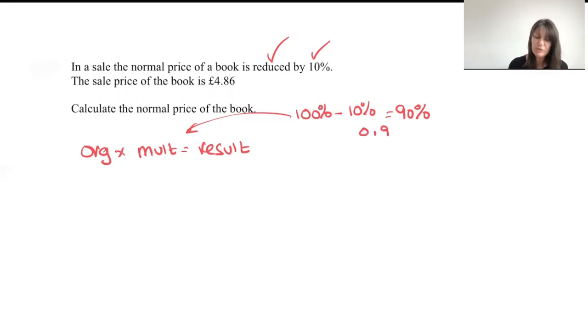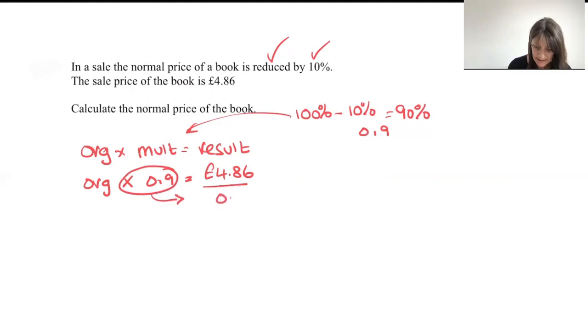So the original, the normal price of the book, is something I don't know. So I can't put a number in that bit, but I know when it gets multiplied by 0.9, it gives the sale price of £4.86. Now, if I want to know what the original is, I need to get that times by 0.9 across to the other side. Getting the original on its own means I divide through by 0.9. And when I do that, I get the answer, £5.40.